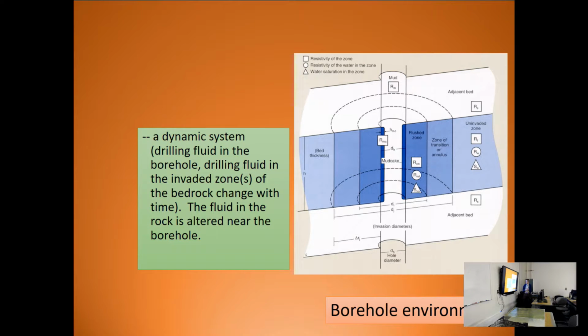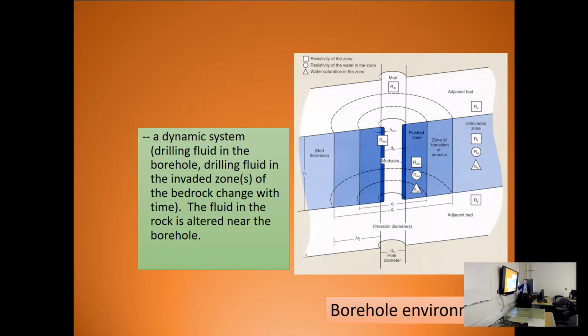This is a classic picture, I think from Schlumberger, showing your borehole environment. You'll usually use pictures like these. So here's your borehole, and the different shades of blue represent what?